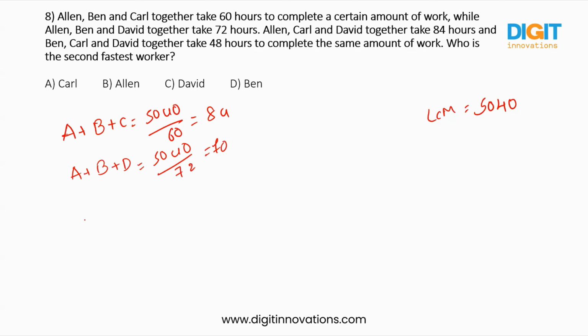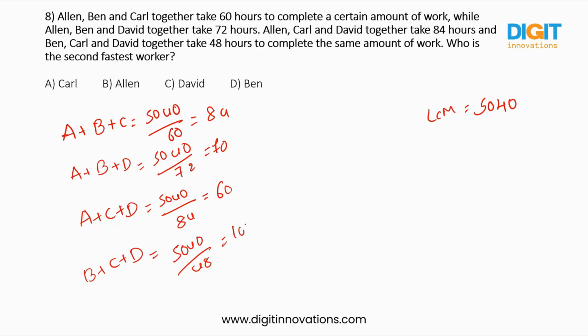And next, Ellen, Kale, and David took 84 hours, which would be 60. And next, Ben, Kale, and David took 48 hours, which would be 105. So three together are completing 84 units, and these three together are completing 70 units, and these three are completing 60 units, and these three are completing 105 units in a single hour. Okay, now let us find individually.